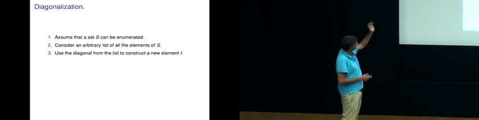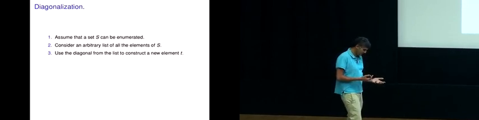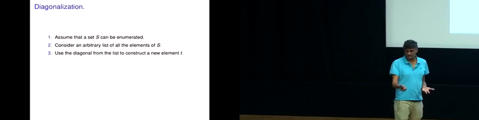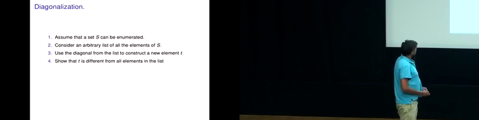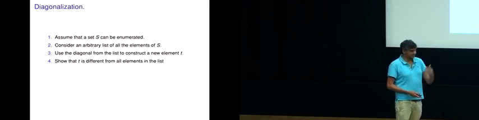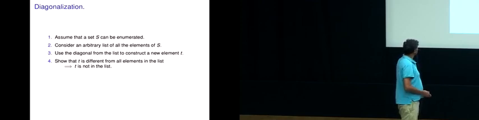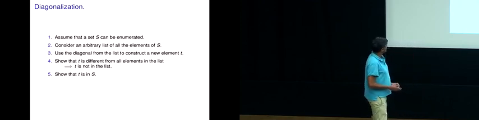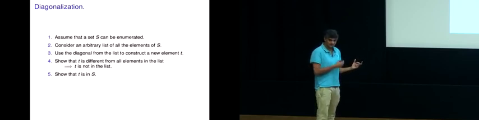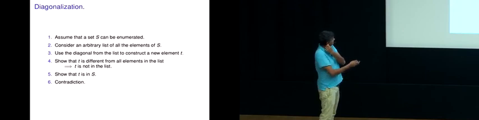Like in the real number case, the diagonal was for the ith element, I make sure I'm different from the ith guy in the ith digit. Okay? Show that T is different from all elements. That's the argument that we just made together with the student. So T is not in the list. And now we need to show that T is in S, in the set of elements we're trying to count. In this case, T was a real number because it's just an infinite sequence of digits. And so that's a contradiction. So there can't be a list.